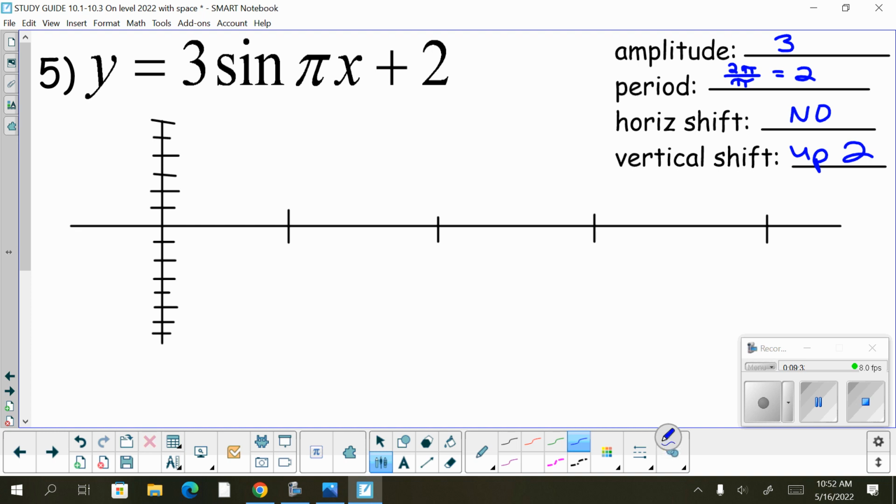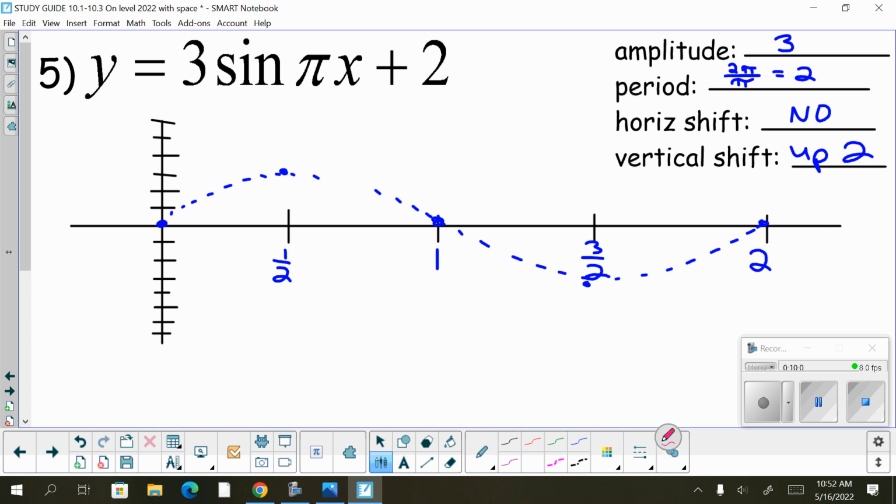Let me start by labeling my x-axis. My period is 2. This will be 1. This will be a half. And this will be 3 halves, or 1.5. It's a sine graph with an amplitude of 3. This is my preliminary graph. I'm going to make it light and dotted. I can't really make it light with a smartphone, but you can do that with your pencil.